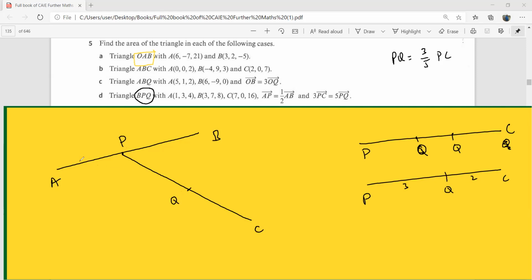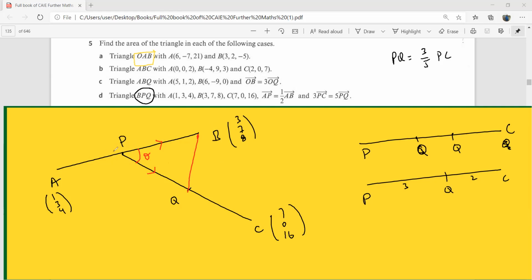Now, before you find the area, you have to do so much brainstorming here. You have the point A, which is 1, 3, 4. Then the point B, which is 3, 7, 8. And the point C, which is 7, 0, 16. We'll find the area of the triangle BPQ. I would keep theta over here and I would need PB and PQ. First of all, I can find PB.